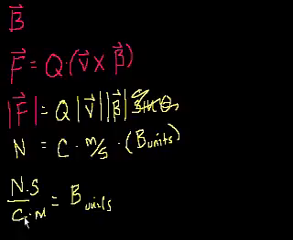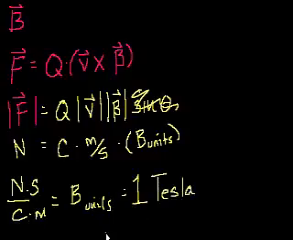That might seem a little disjointed, and they've come up with a brilliant name, named after a deserving fellow, Nikola Tesla. So 1 newton second per coulomb meter is equal to 1 tesla. And I'm actually running out of time in this video because I want to do a whole problem here, but I just want you to sit and think about it for a second.